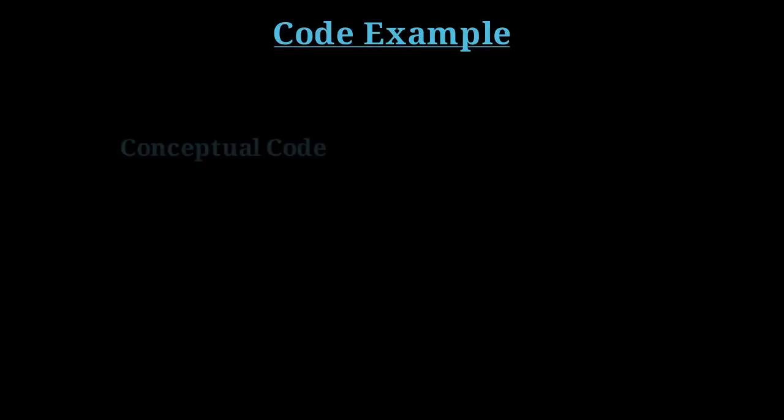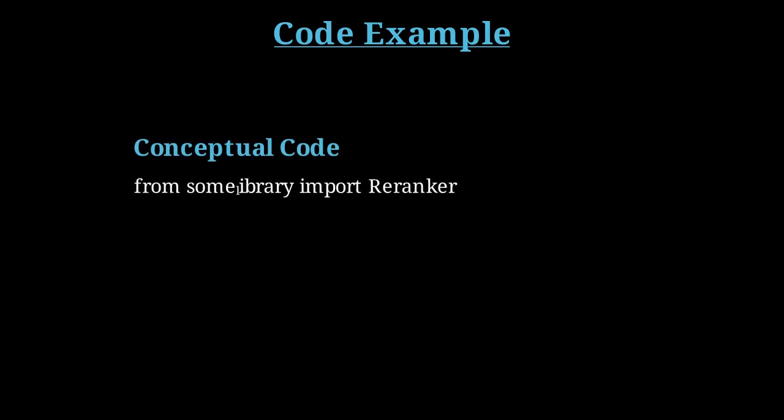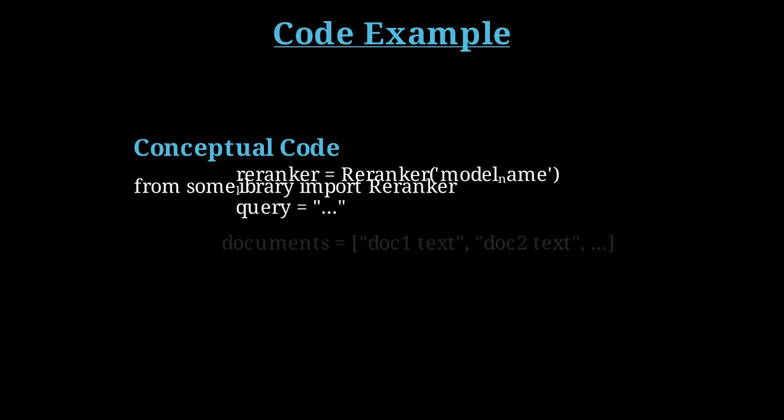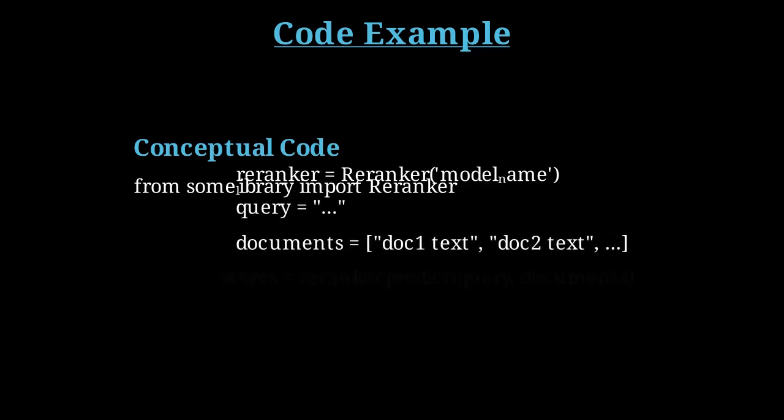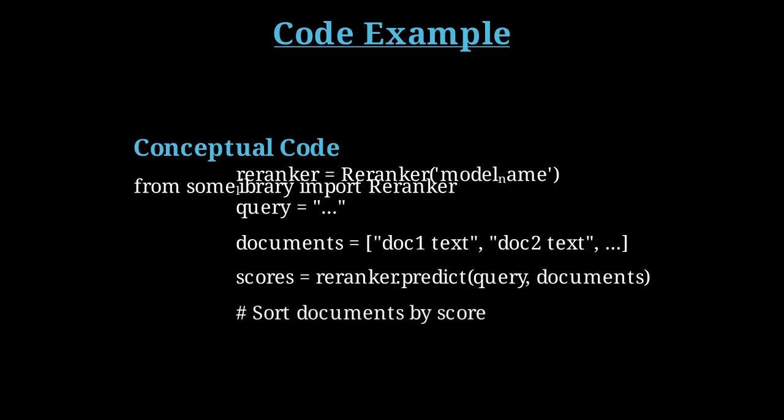Implementing a reranker is often simpler than it sounds, thanks to modern libraries. You'll typically instantiate a reranker model from a library like Hugging Face Transformers or a dedicated provider. You retrieve your initial documents. Then you create pairs of the query and each document text. You pass this list of pairs to the reranker's predict or rank method, which returns a list of scores. You can then sort your documents by these new scores to get your final, relevant sorted list.